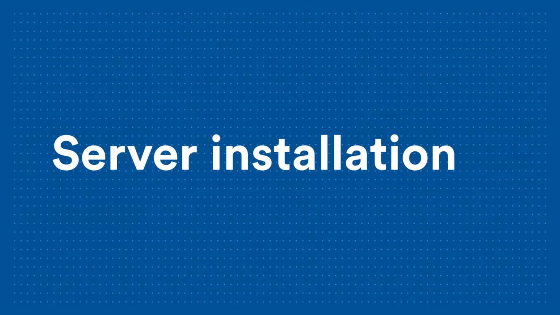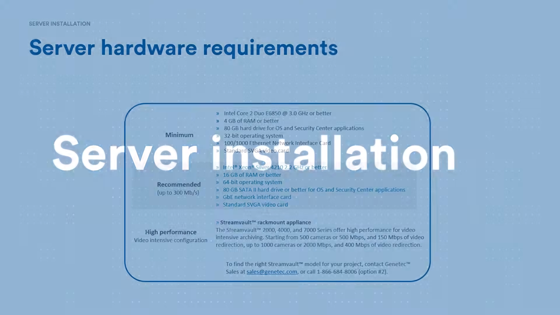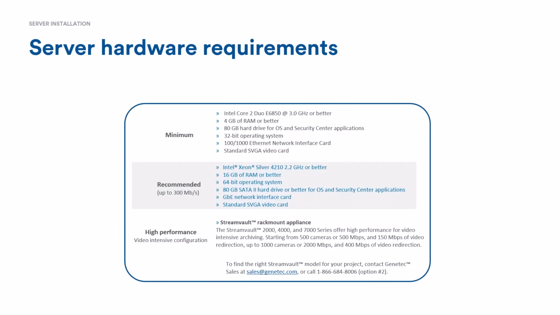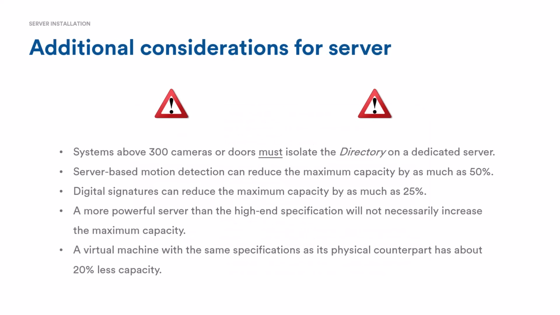Let's look at server installations. Like workstations, we can find server hardware requirements also documented in the same System Requirements Guide. A few additional considerations to keep in mind when installing a Genetec server. Systems with 300 cameras or more must isolate the directory on a dedicated server. So 300 is the threshold at which point we must design a multi-server system.